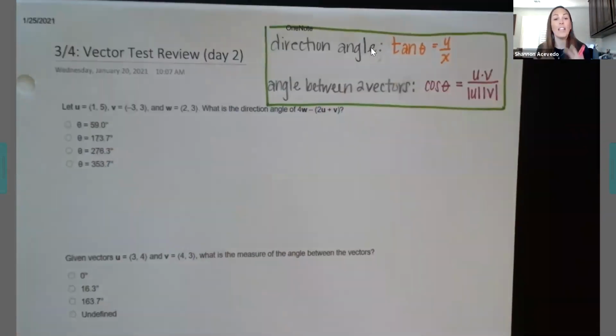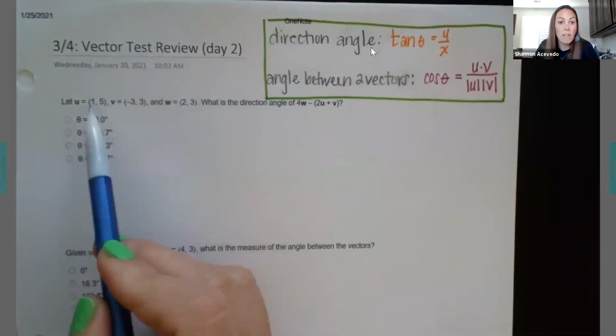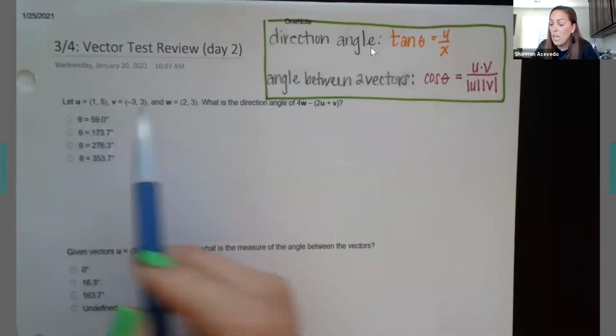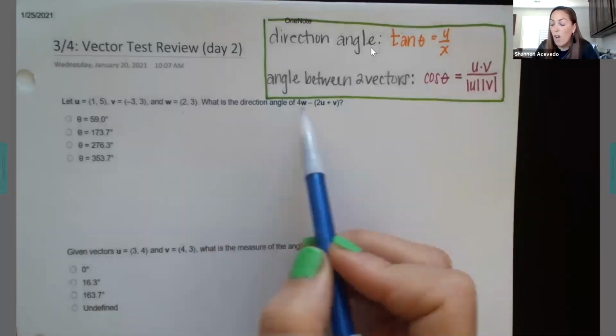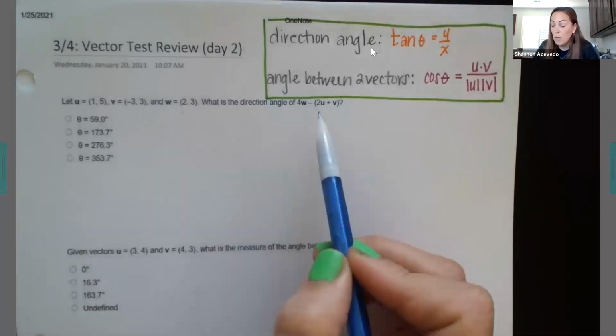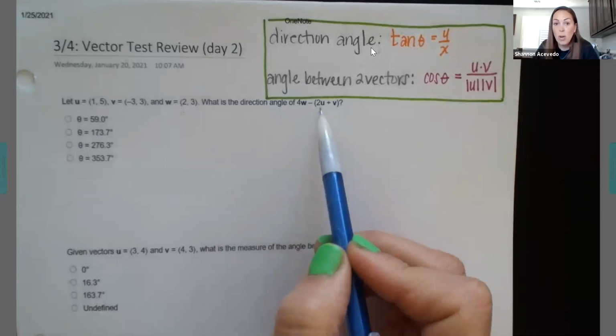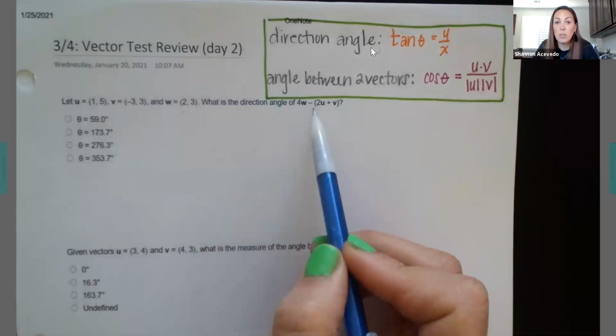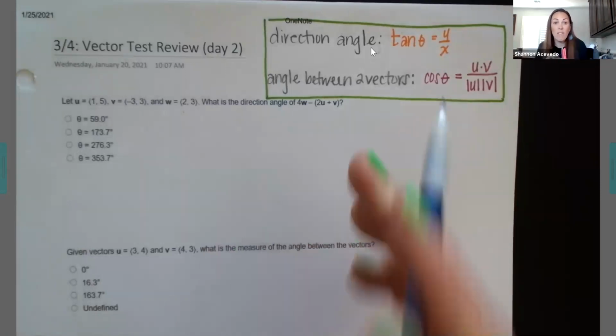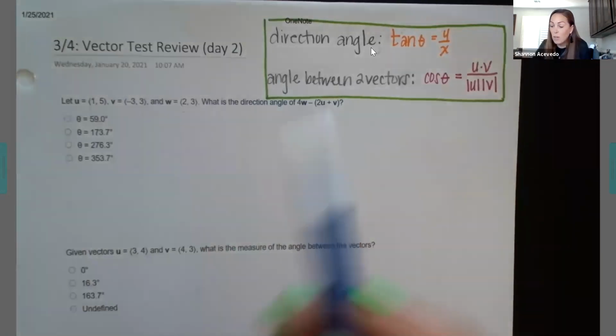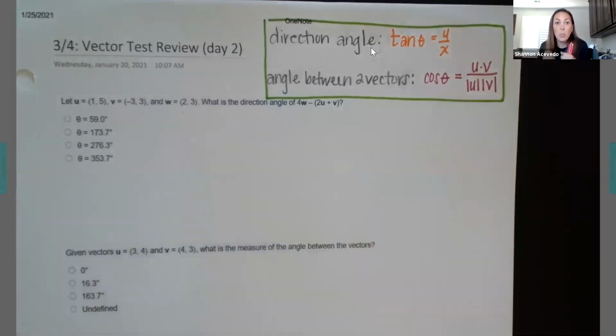All right, let's go ahead and start off with our first problem. I think this is a great problem because it adds a couple different skills. It says we have my vector u, my vector v, and my vector w. It wants to know the direction of all of this stuff. So I want 4w minus 2 times the quantity 2u plus v. I want to figure out what this vector looks like when I do all of these operations, and then what is the direction of it?